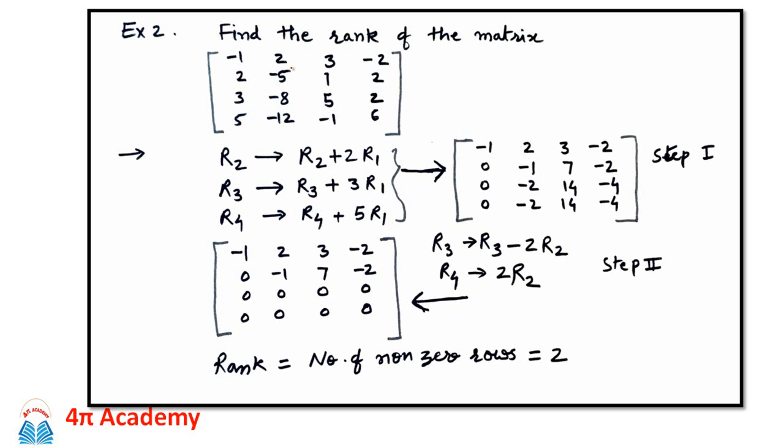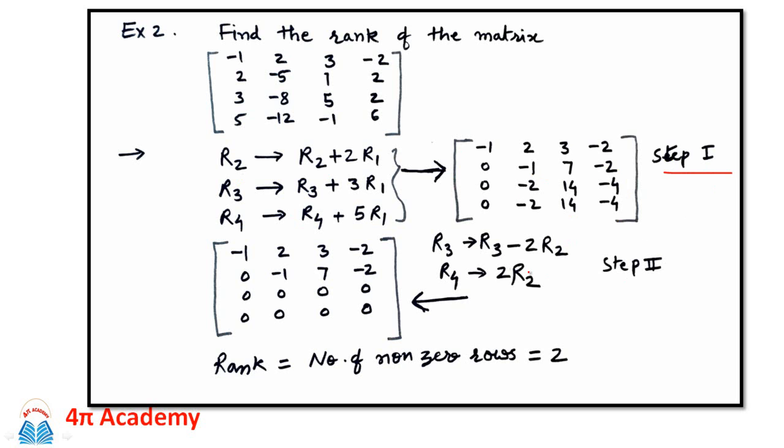If I perform these operations on this matrix, the first row will remain as it is, then R2 is replaced by R2 plus 2R1, so it is 2 plus 2, that is 0, then this will be minus 5 plus 4, so that will be minus 1, and so on. So this is our first step. You know how to perform these row operations.